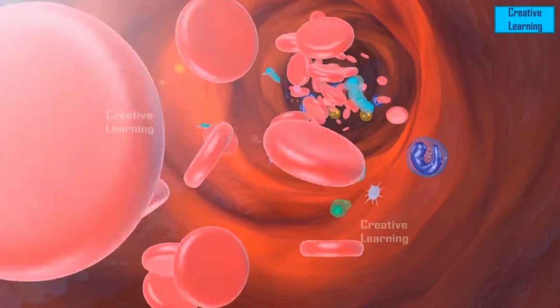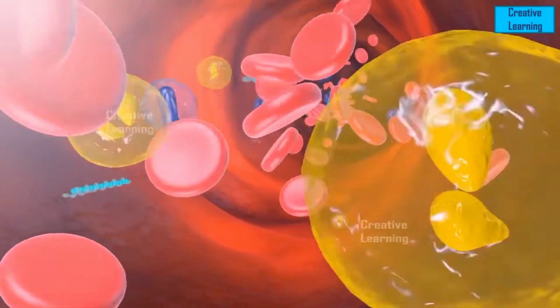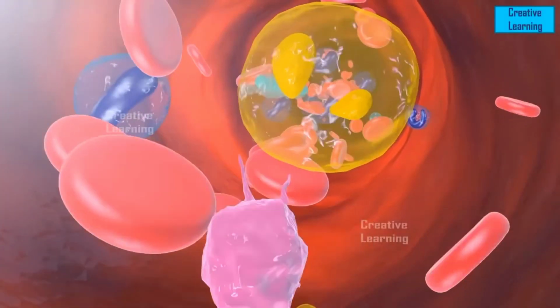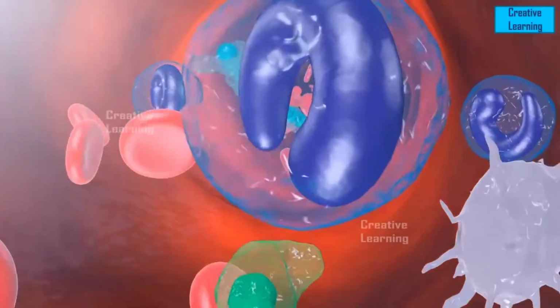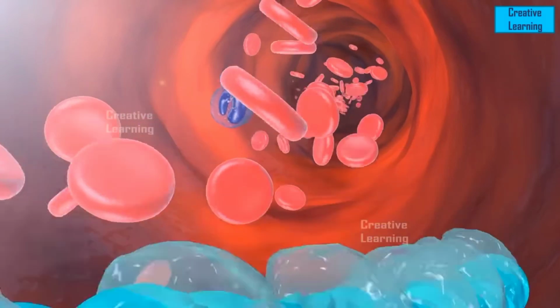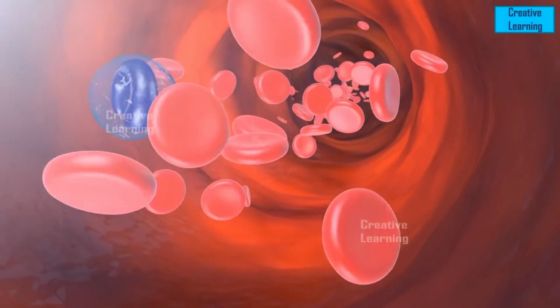Red blood cells, white blood cells, and platelets collectively constitute 45% of blood. The remaining 55% of blood is plasma. Fibrinogens are needed for clotting or coagulation of blood.